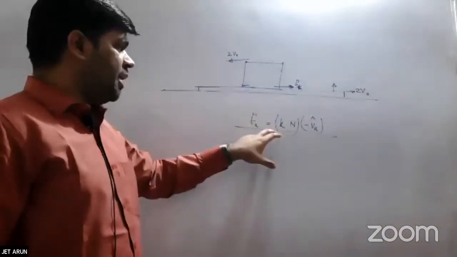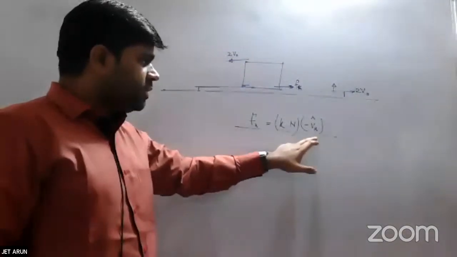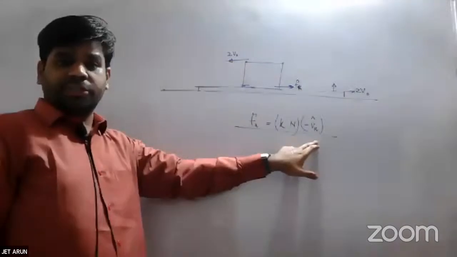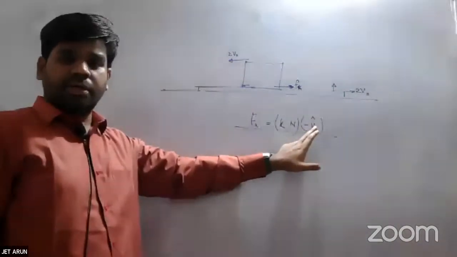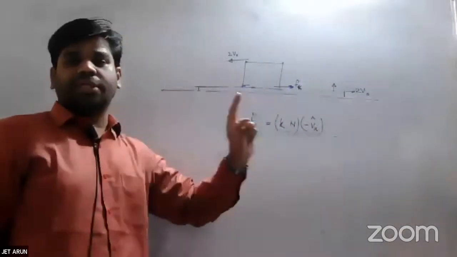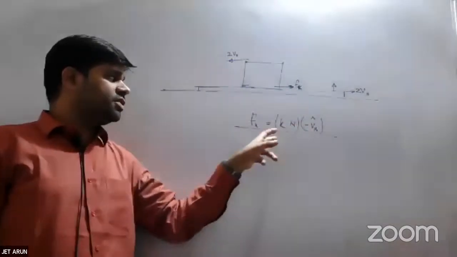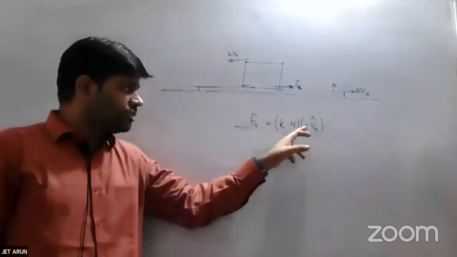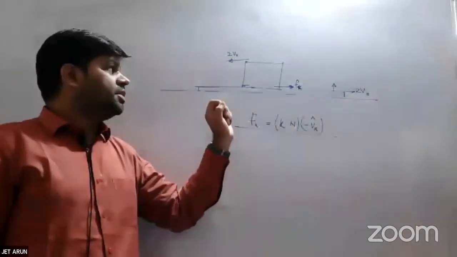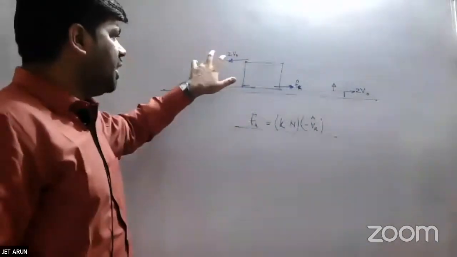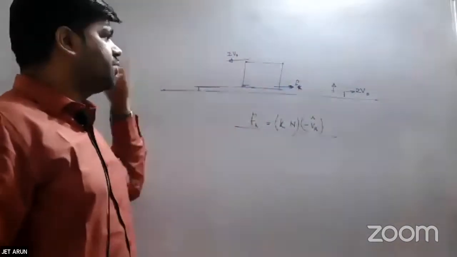I've got kinetic friction, magnitude is mu into N, but direction is opposite to the relative velocity, and the magnitude is independent of relative velocity. It depends on the vr cap, not on vr bar, not on the relative velocity itself. It depends only on the direction of relative velocity. So vr cap decides the direction of friction, and it is opposite to that. That's why minus vr cap. I hope you understand this. Look at this: this particle is moving towards left, friction is towards right. If the particle is moving towards right with respect to the plank, friction is towards left.